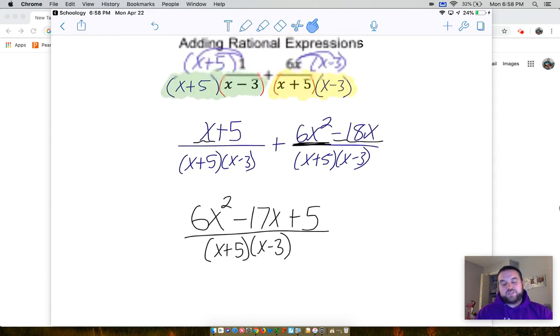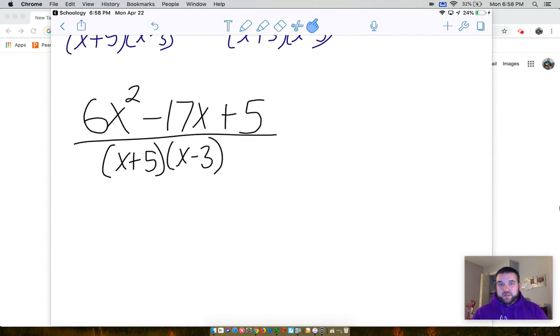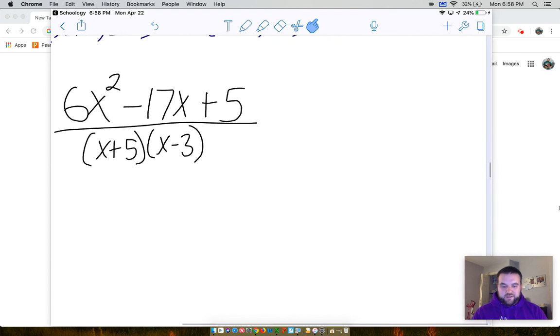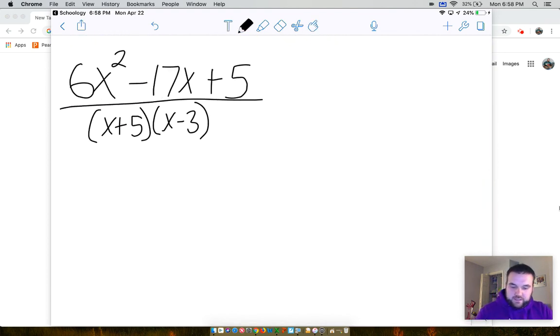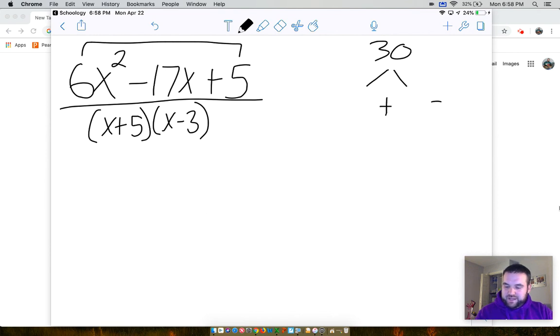Now, just when you think you're done, and this fraction is fully added, I think it can be simplified because I think the top can factor. Again, the bottom's already factored. But if I look at the numerator here, I see 6, 17, and 5 don't have a common factor, but I can find numbers that multiply to positive 30 and add to negative 17, and those are negative 15 and negative 2.